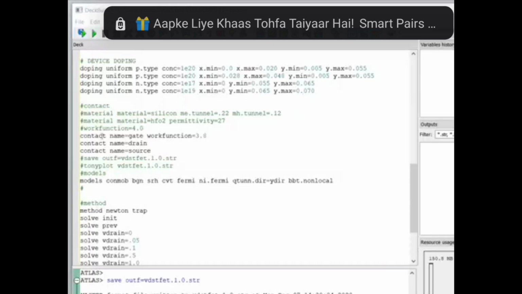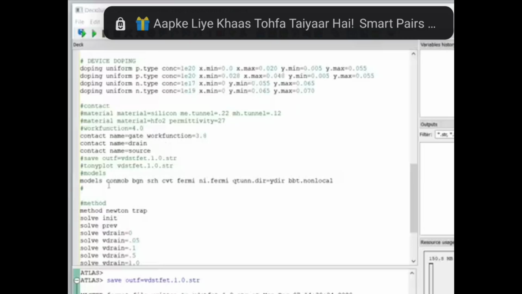Next, you have to define the contact region. You can also define the mass of an electron and hole. Next, I have defined the contact region, contact for the gate, drain and source. At the gate end, we are using a work function of 3.8 electron volt. After defining the contact region, you have to provide the models to the structure.